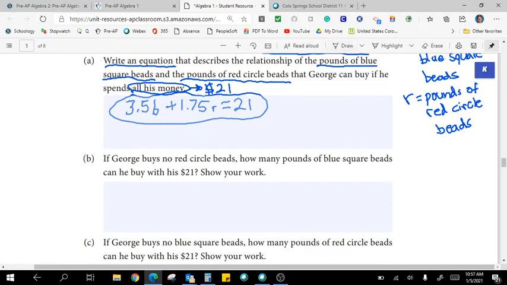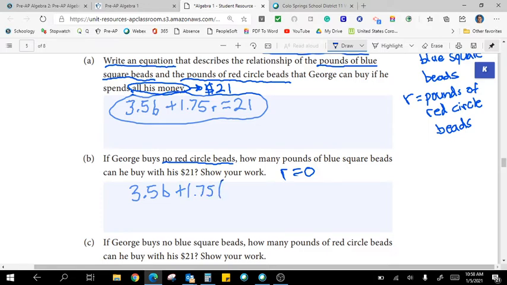Now it says if George buys no red circle beads, okay, so now we're just going to use a little bit of algebra. If we don't buy any red circle beads, we'll have to look at the red circle beads and put a 0 in there. So we're going to say that R equals 0. Go back up to the equation and write that equation down: 3.5b plus 1.75.